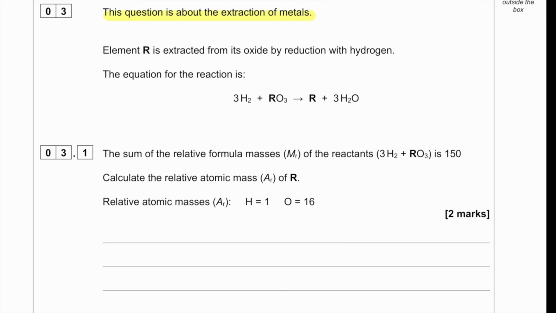This question is about the extraction of metals. Element R is extracted from its oxide by reduction with hydrogen. The equation for the reaction is hydrogen reacting with RO3, R is produced along with water. So hydrogen is more reactive than element R. The sum of the relative formula mass Mr is 150. Calculate the relative atomic mass Ar of R.